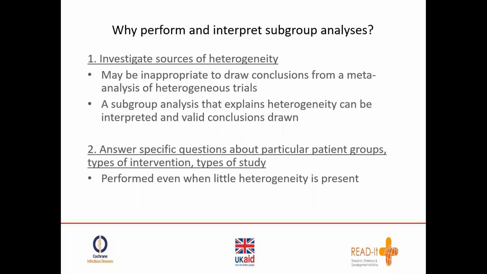The second reason that you might want to conduct a subgroup analysis is to answer specific questions about particular patient groups, types of intervention or types of study. You do this even when there isn't any heterogeneity present, and authors might decide to do this if they have reason to believe that treatment effect varies among different subgroups of patients or trials, and they might believe that due to results from previous studies, and they might think that it's important to summarise treatment effect in those groups, regardless of whether heterogeneity is there or not.